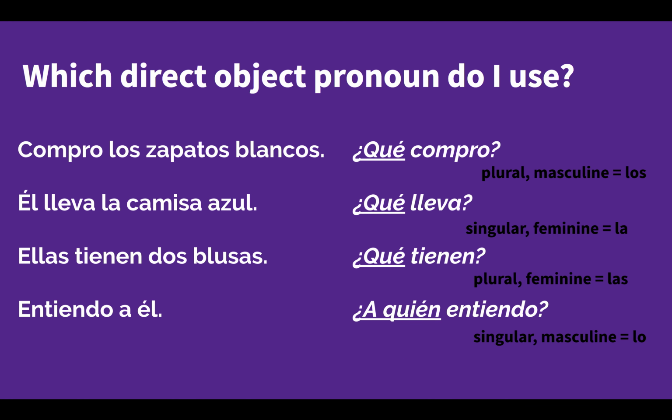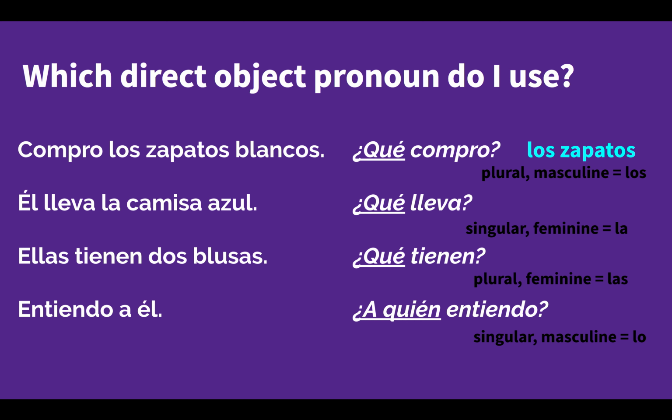Now it's time to decide which pronoun do I use, which direct object pronoun. So we had the sentence, compro los zapatos blancos. We asked ourselves the question, ¿qué compro? And we decided it was los zapatos. Los zapatos is plural, so it's going to be on that right side of our chart. It is masculine, so our only option here is los, plural and masculine, because what we're saying is I buy them, and them, plural masculine, is los.